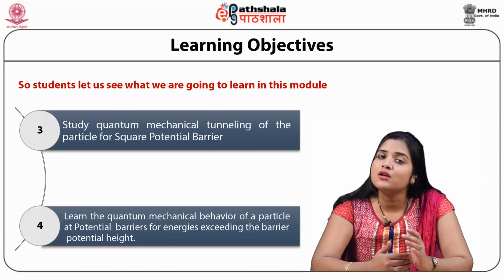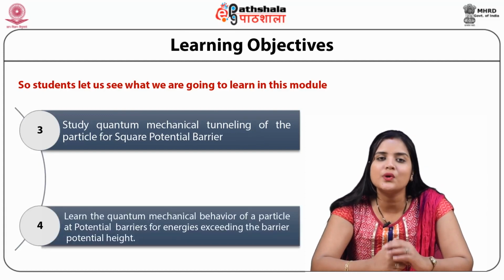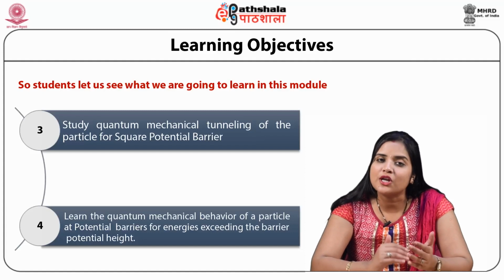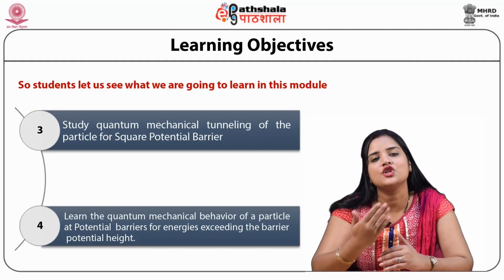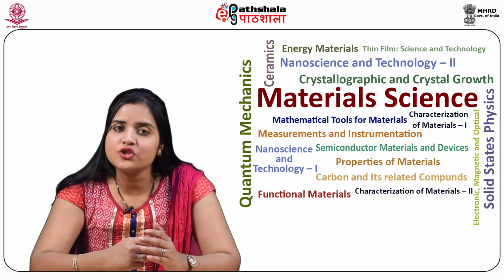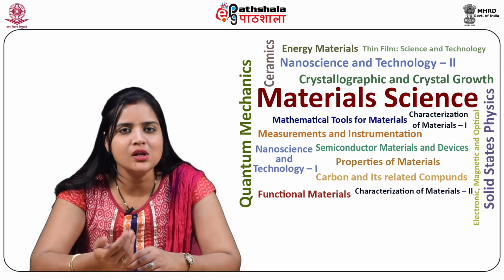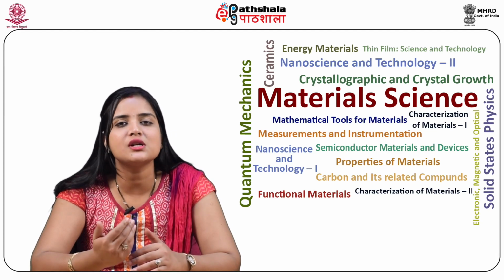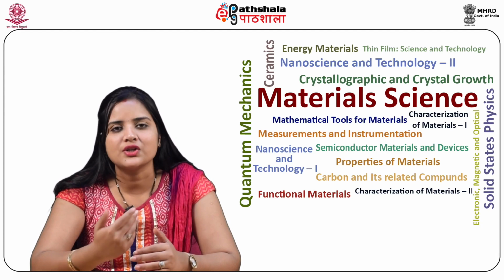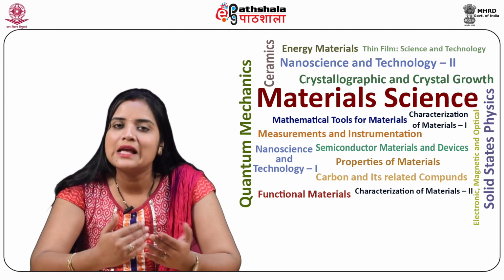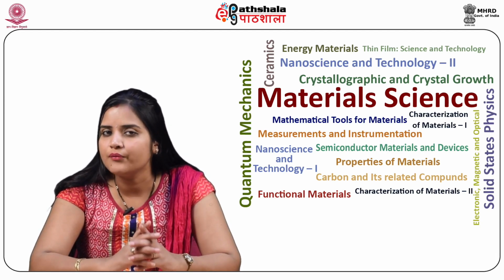Also, we will learn the quantum mechanical behavior of a particle at potential barriers for energies exceeding the barrier potential height. In continuation of the preceding module, here we consider the particle having energies E greater than 0, that is, non-localized states in the square well potential.